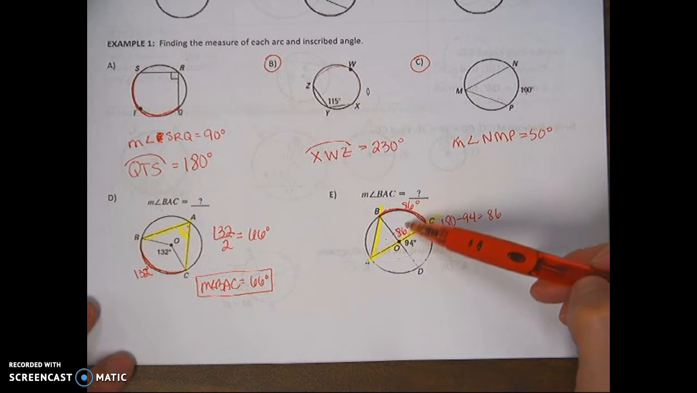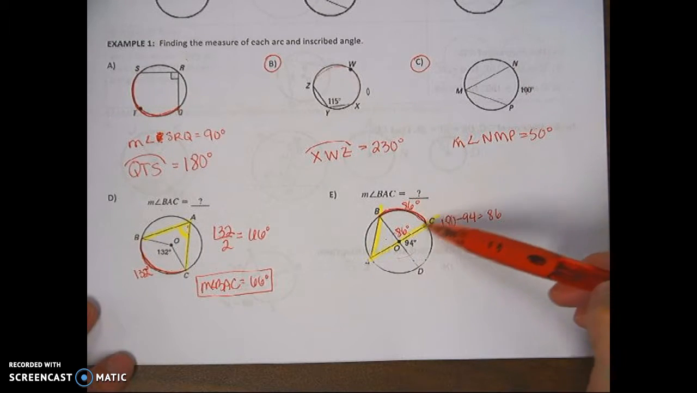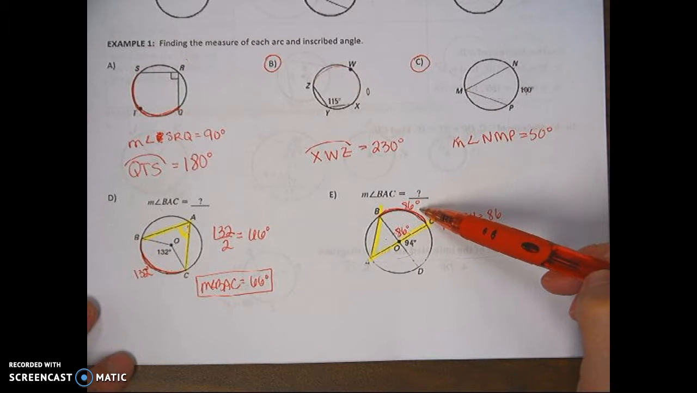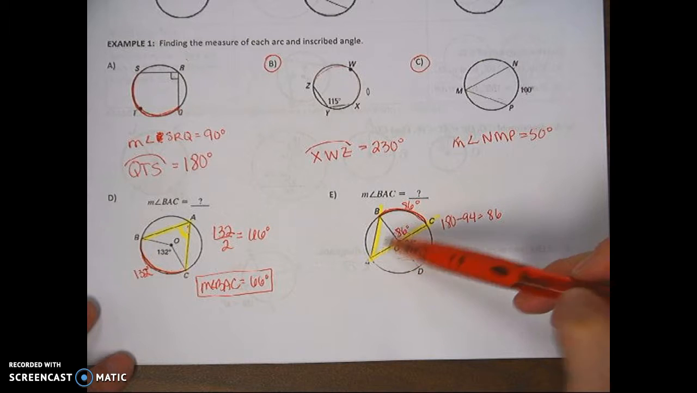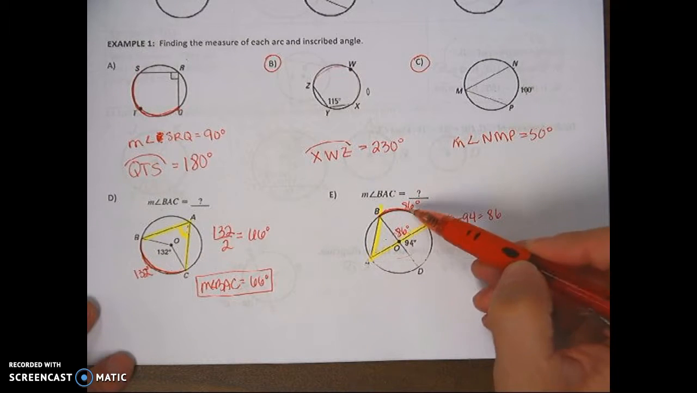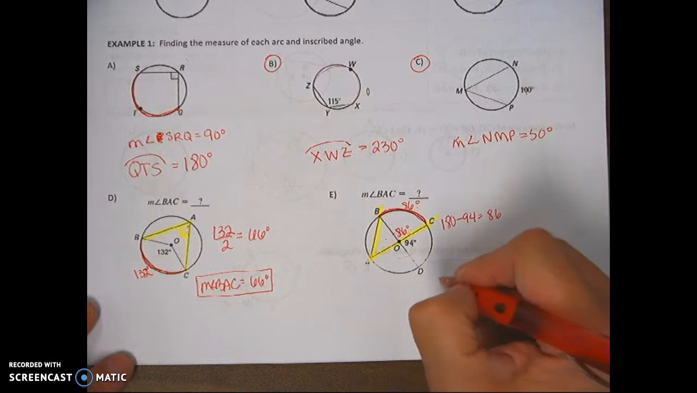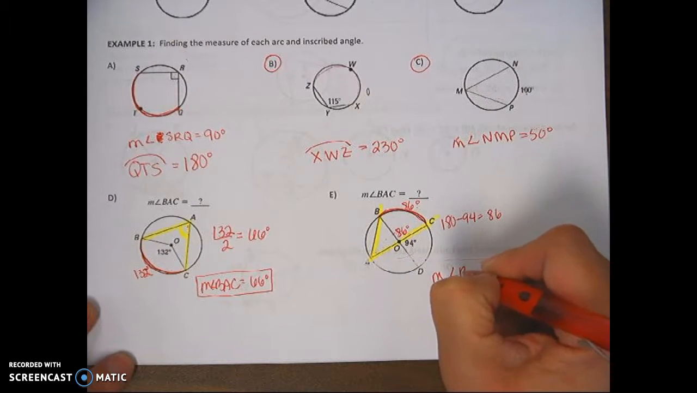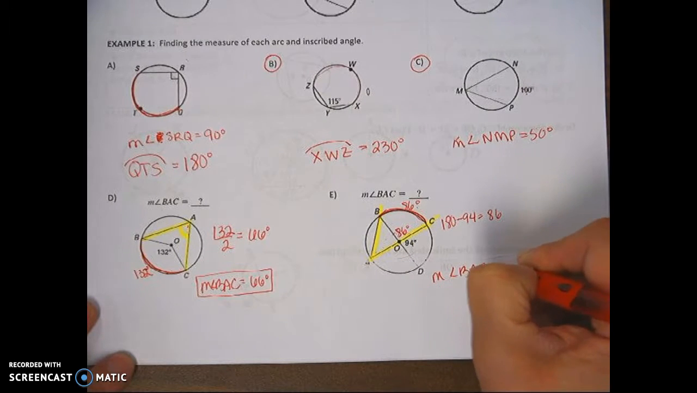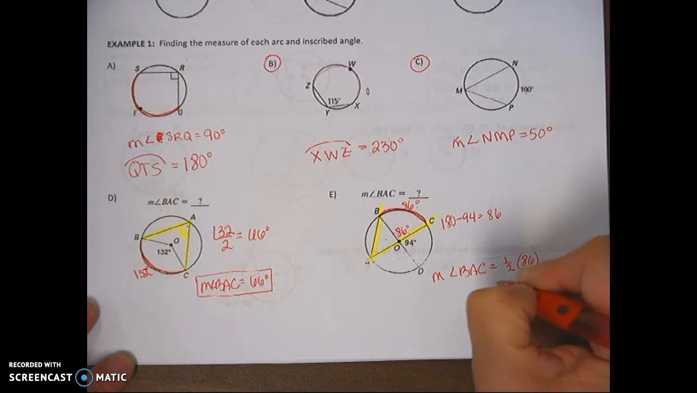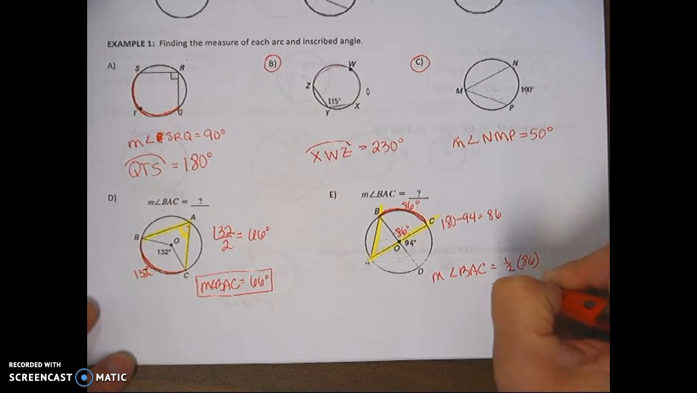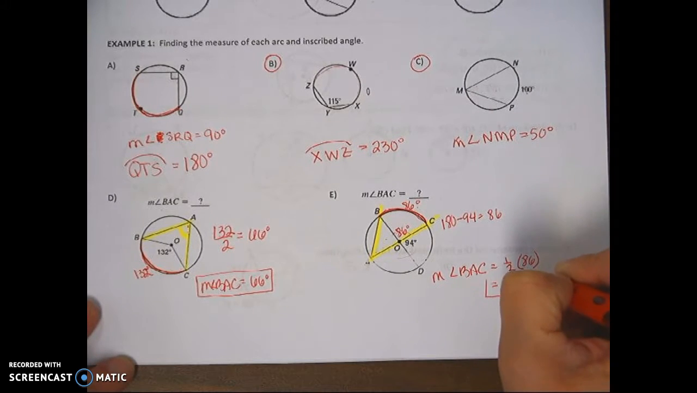This angle and arc go together because 86, the intercepted arc of this central angle, is that arc BC. Now that will help me find this inscribed angle, because the inscribed angle is half of that measure. So the measure of angle BAC is 1/2 of this 86 degrees. So that would be 43 degrees.